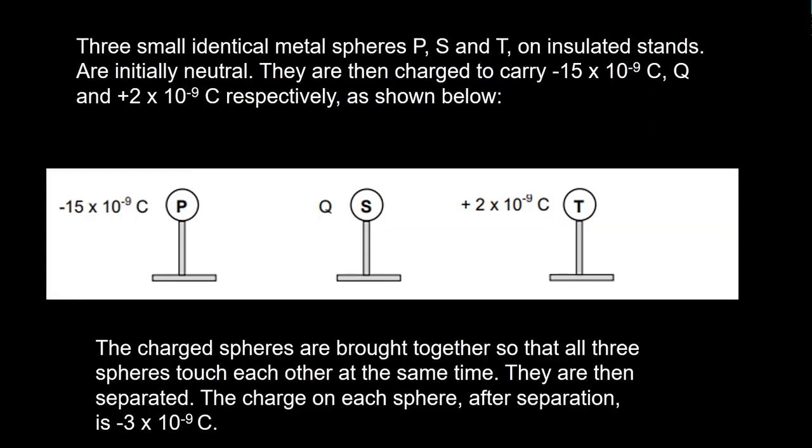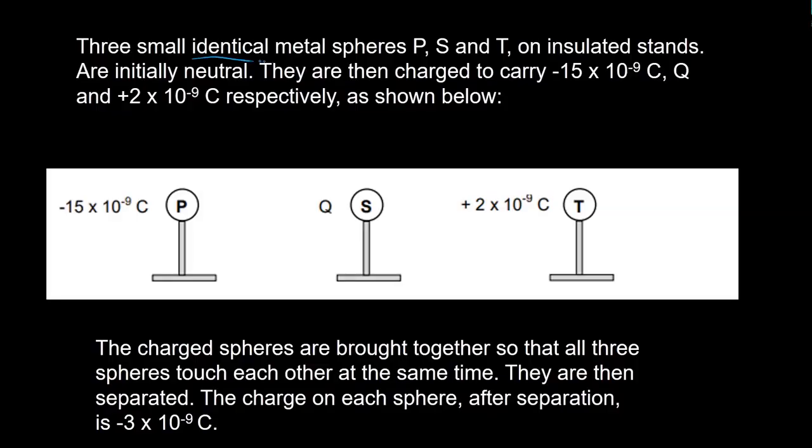This is a lot of words, so as we are reading it, I'm going to highlight things and we're going to write into the picture what we know. So we have three small identical metal spheres, identical, and they are named P, S, and T on insulated stands. That means that the stand has no effect on what's going on in this picture. They are initially neutral. That's interesting. So they start off as having a zero charge. All three of them start off with a zero charge.